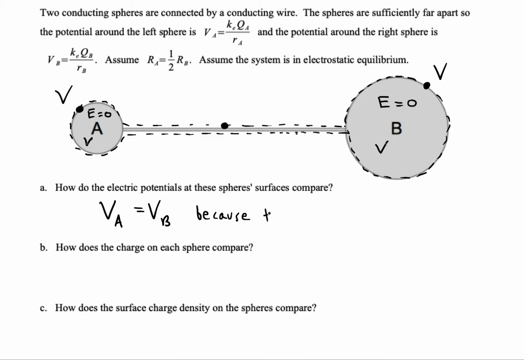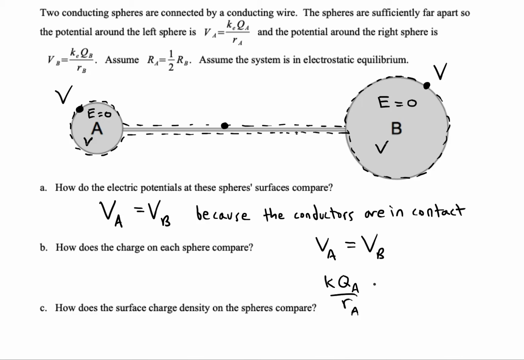because the conductors are in contact and they're in electrostatic equilibrium. How would the charge on each sphere compare? Well, now we can substitute in for VA and VB the formulas that we were given. So let's put kQA over RA on the left, and we'll put kQB over RB on the right.